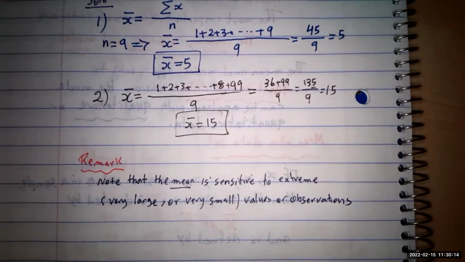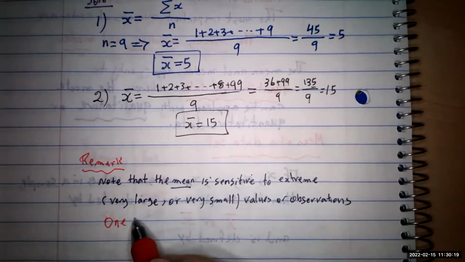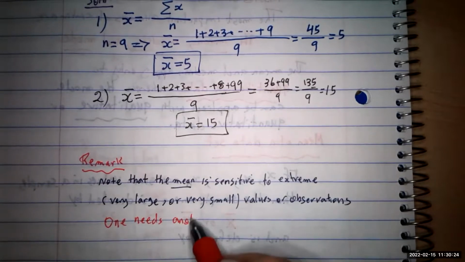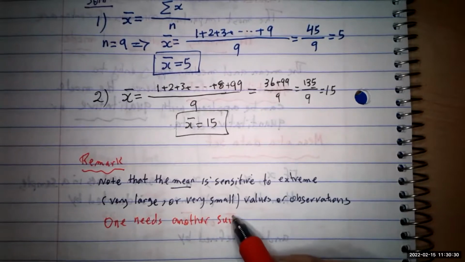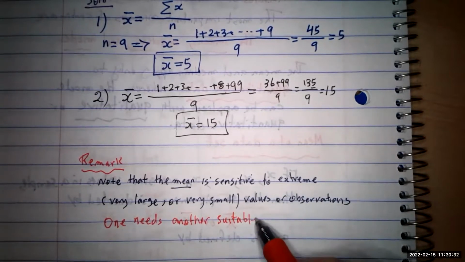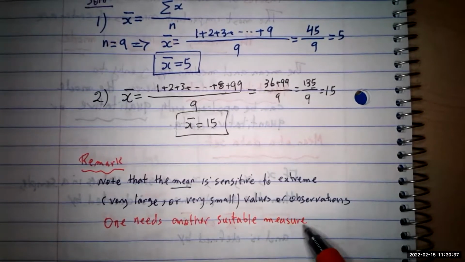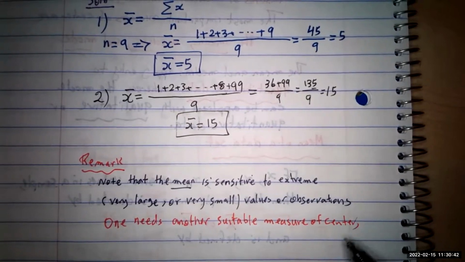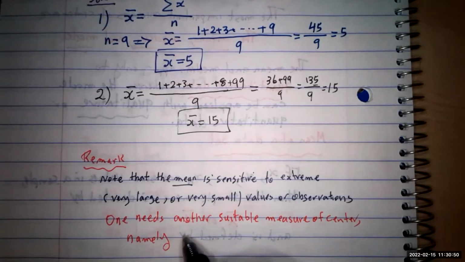So we need something else. Okay, so one needs another suitable measure of center for this type of data, namely the next one, the one that we're going to use. Okay, what's the next one? It's the median.